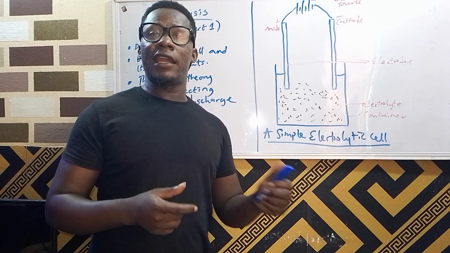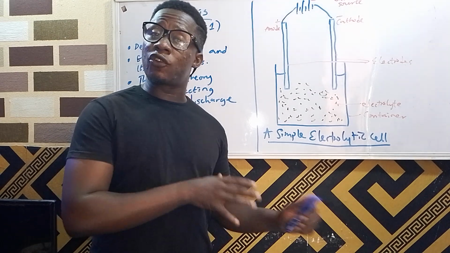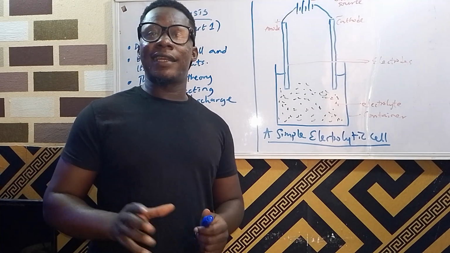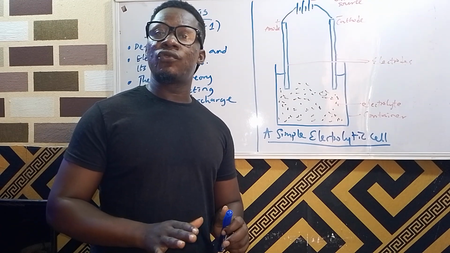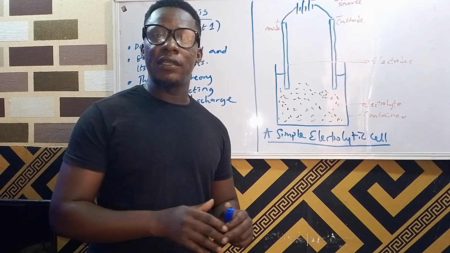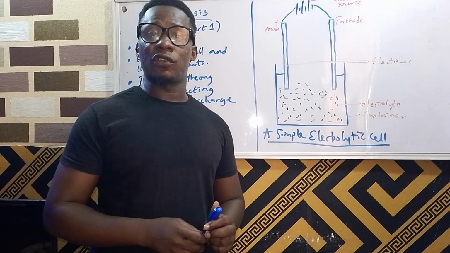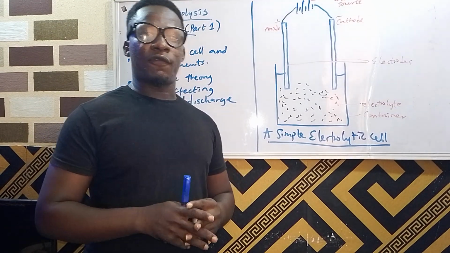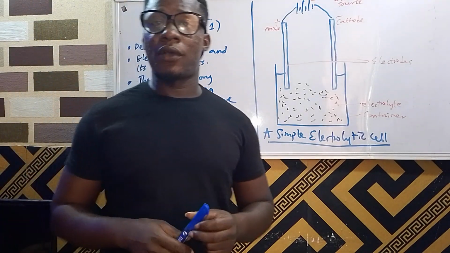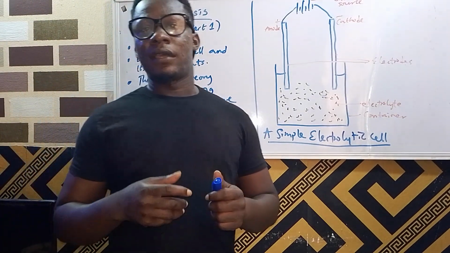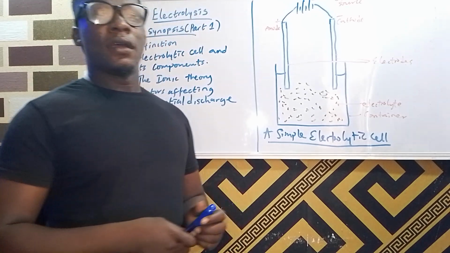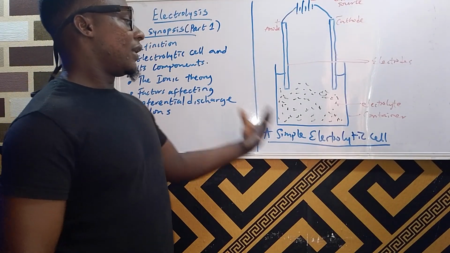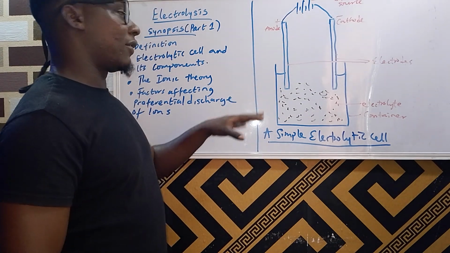Of course, from the words electro and lysis. Lysis means decomposition, electro means electricity. That means when you pass electricity through some chemical substances, they break down as a result of that. So that is generally what electrolysis is. Of course, it's different from electrochemical cells that we are going to consider after now. And after this definition, let's look at a simple electrolytic cell.